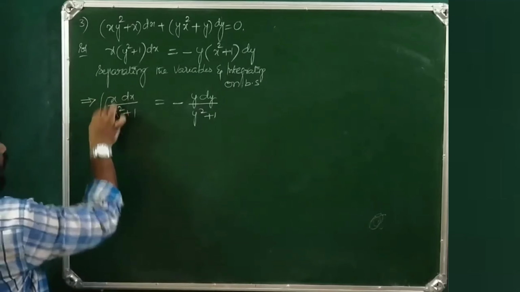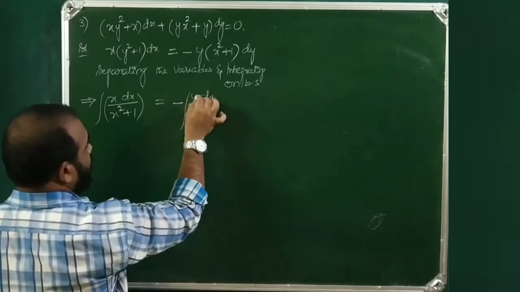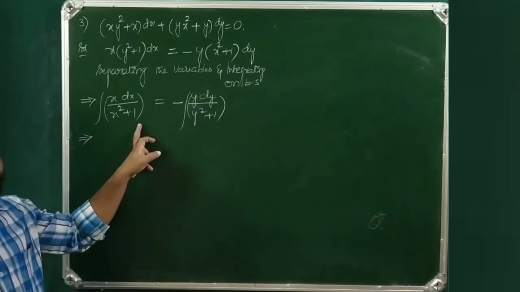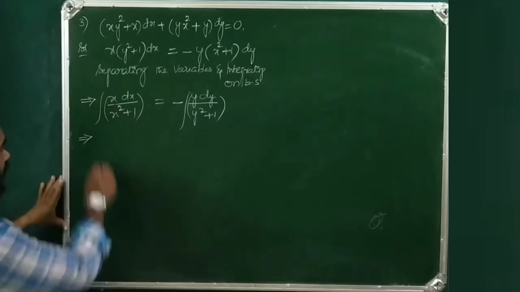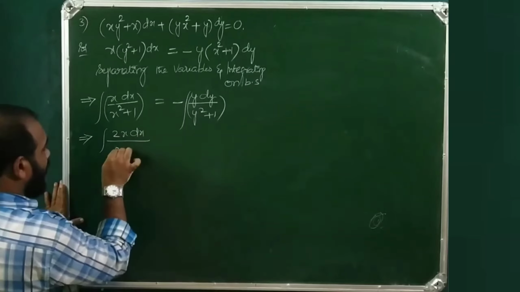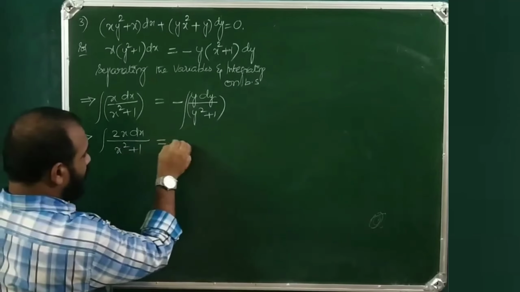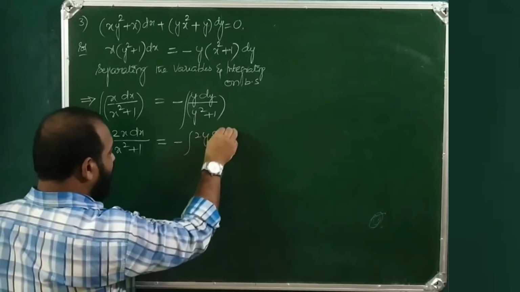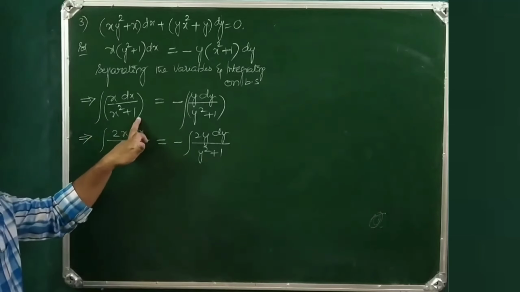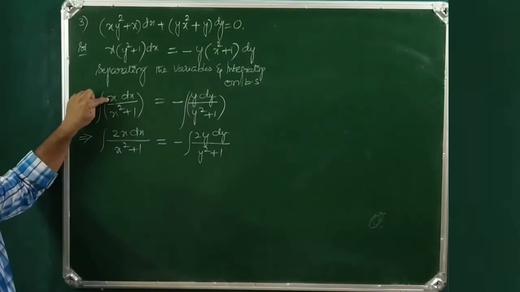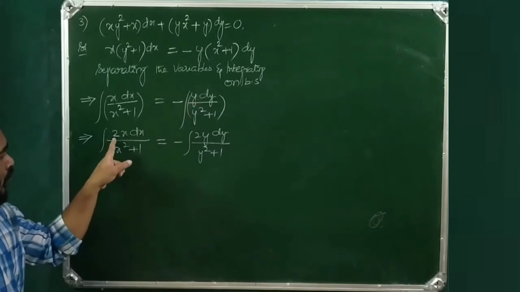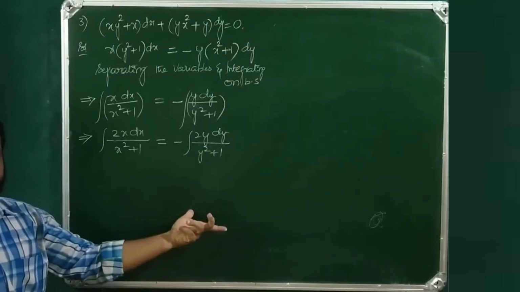So now integrating on both the sides, x² + 1's derivative is 2x, but here only x is there, for which I will multiply by 2. Then 2x dx by x² + 1 is equal to minus 2y dy by y² + 1. What I did is, x² + 1 derivative is 2x, therefore 2 is required here. Here y² + 1 derivative is 2y, here only y is there. So 2 is multiplied on both the sides without loss of generality.